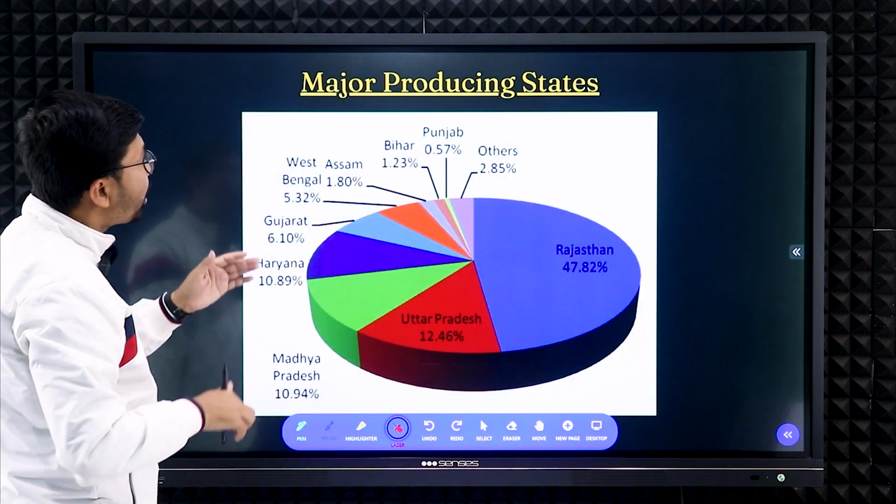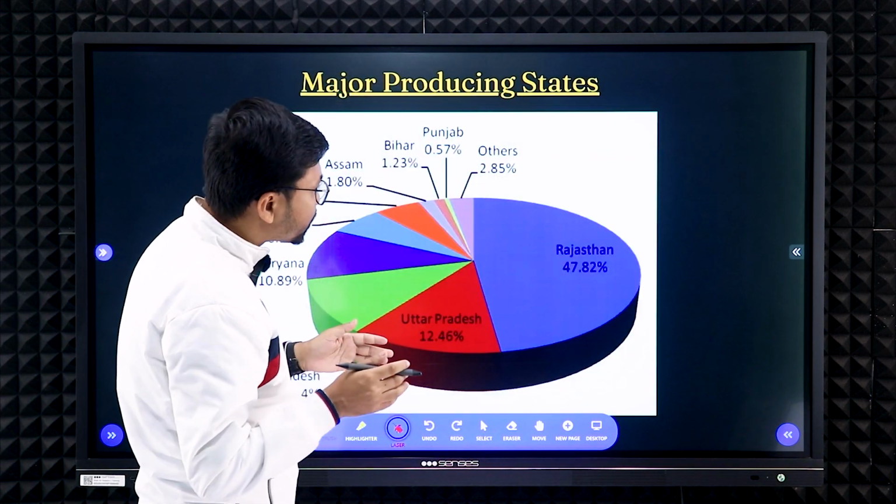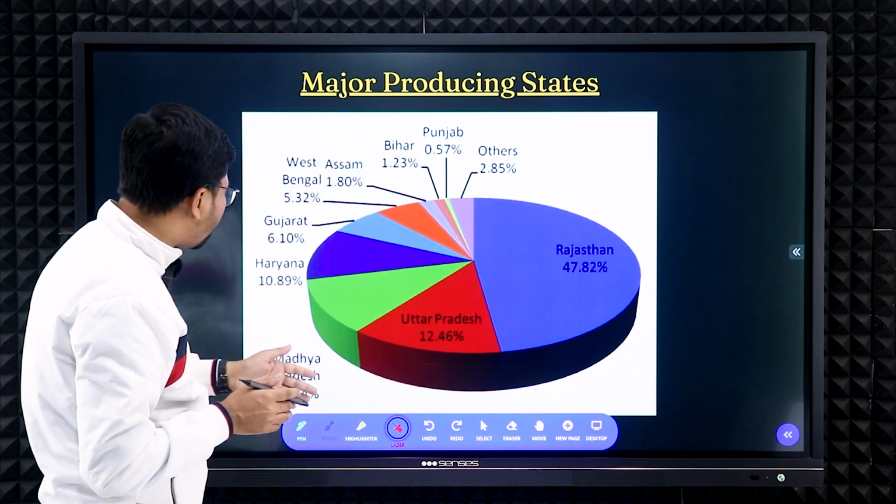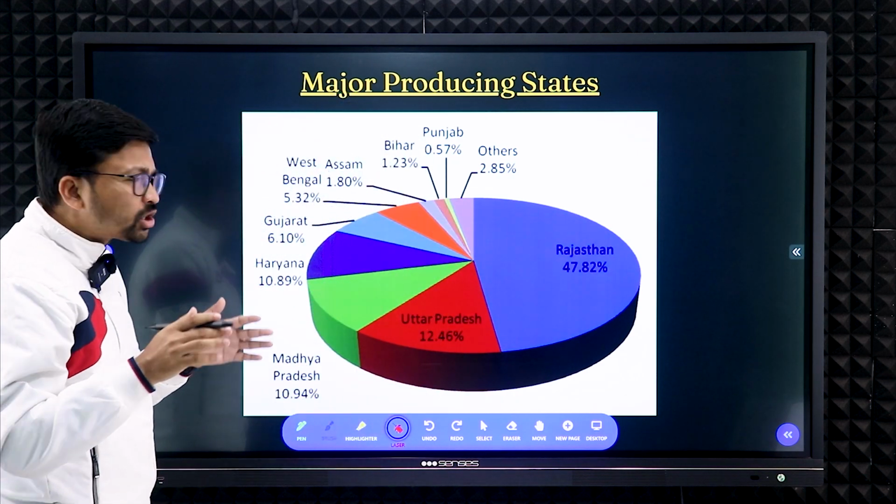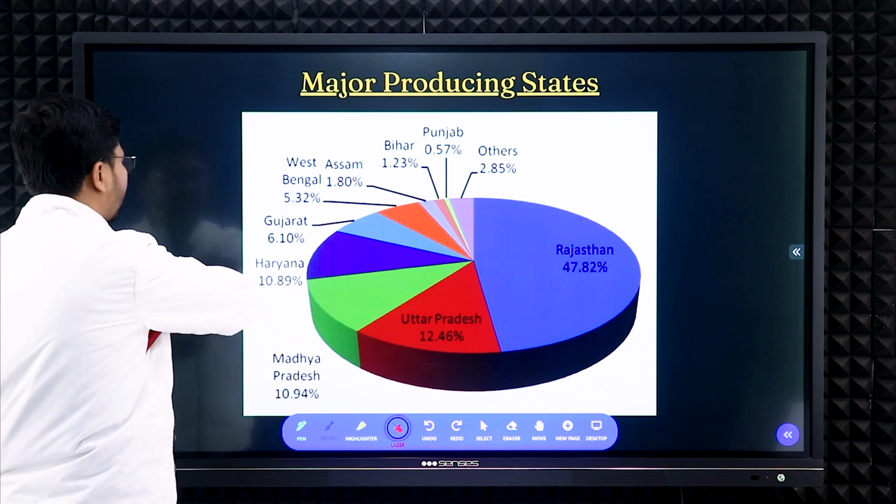Now let's see the major producing states. Which are the major producing states? That is Rajasthan, Uttar Pradesh and Madhya Pradesh. Those are the places where you get much more mustard, right?